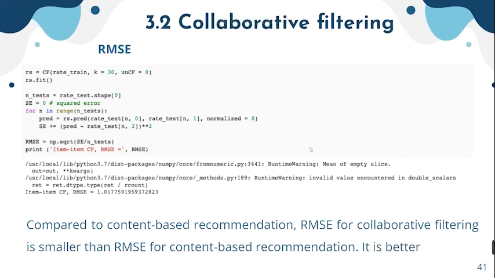We also use root mean square error for collaborative filtering evaluation, and compared to the content-based recommendation, whose RMSE is 1.27, the RMSE for collaborative filtering evaluation is smaller, 1.017, so this method is better.